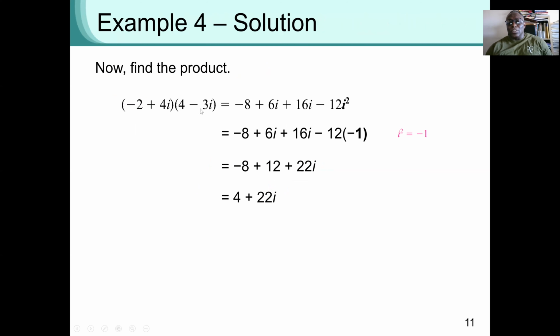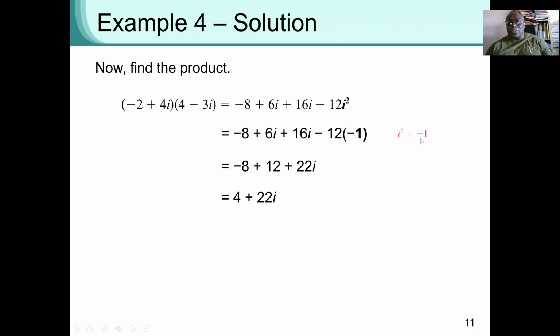Negative 2 times negative 3i will give me positive 6i. Positive 4i times negative 3i will give me negative 12i squared. And the last section, 4i and 4, will give me positive 16i. Combine the like terms, 6i plus 16i will give me 22i.